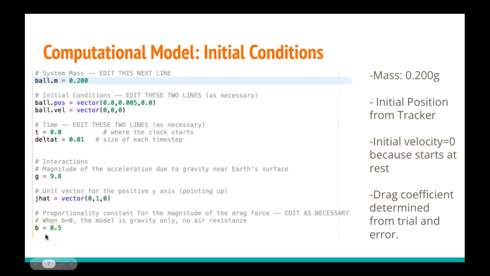Here are the initial conditions of the computational model. The mass of the slinky is still 0.2 grams, and the initial position is the same as found using the Tracker analysis. The initial velocity is 0 because the slinky is released from rest. The coefficient of drag was determined from trial and error.